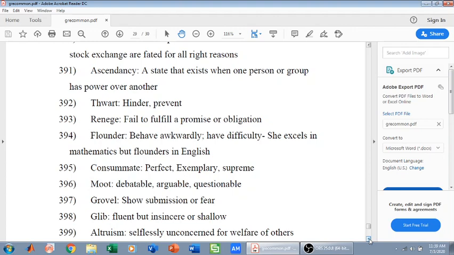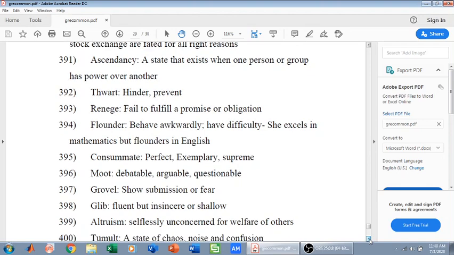For example, the salesmen, they are very glib. They say buy this thing, this is very helpful, this is of very good quality, but actually inside they are very insincere or shallow. So glibness can be good at some times, especially if you are in marketing or if you want to sell something. Glibness can help you out.